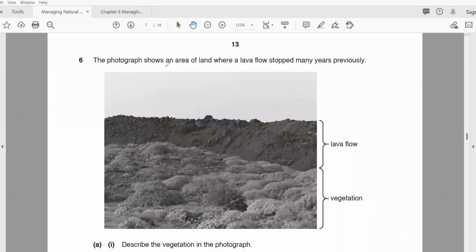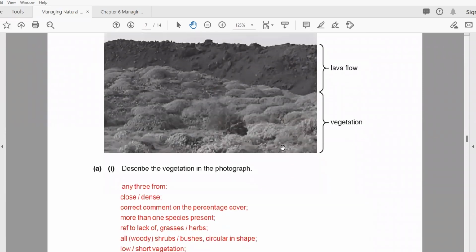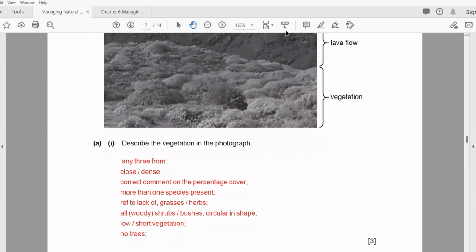Yes, Rana, see here. Close and dense. Then percentage cover. More than one species present. Lack of grass, herbs. All woody shrubs, which is circular in shape. Short vegetation, no trees. So you can write.